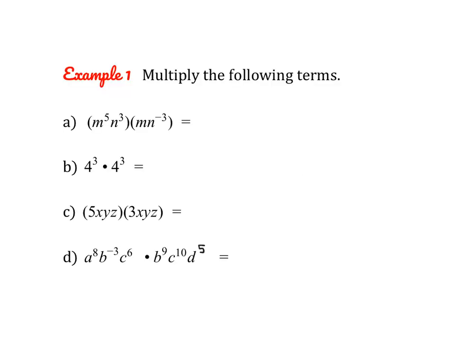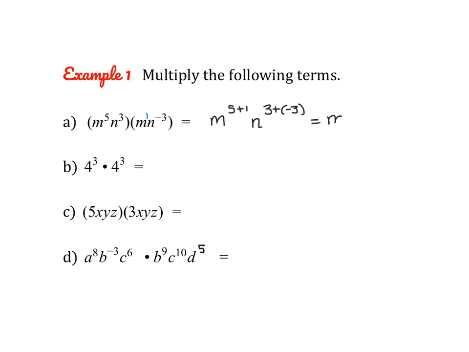All right, let's give a few of these a try. So remember, our rule is if the base is the same, we add up the exponents. So for this first problem, we're going to do one variable at a time. So let's start with our m variable. If I add up the exponents, I have a 5 here, and when we don't see an exponent, we treat it as a 1. So it's going to be 5 plus 1. And for our n's, it's going to be 3 plus negative 3.